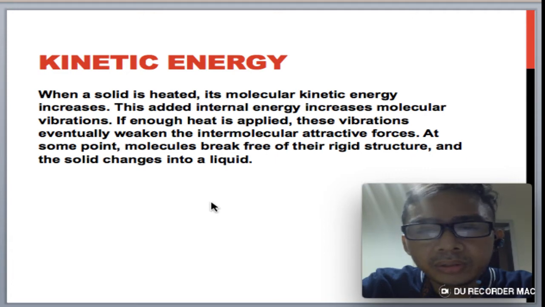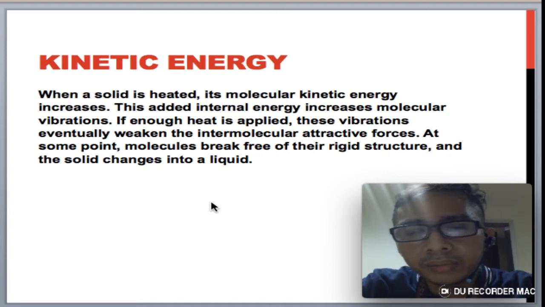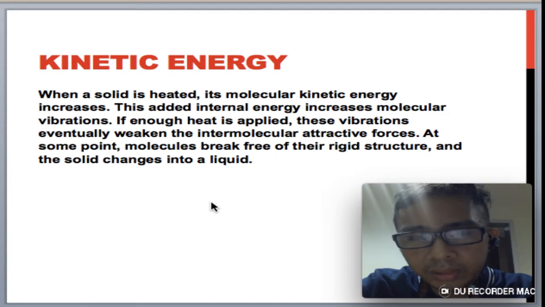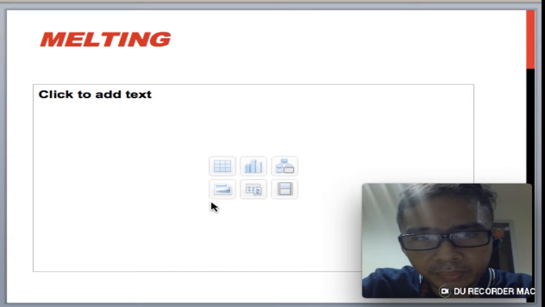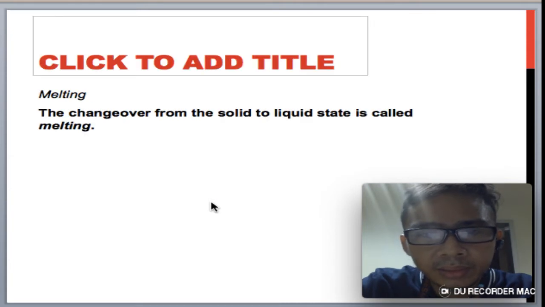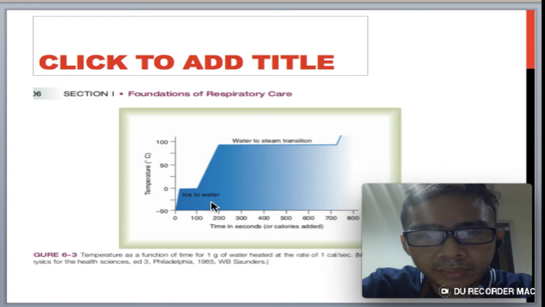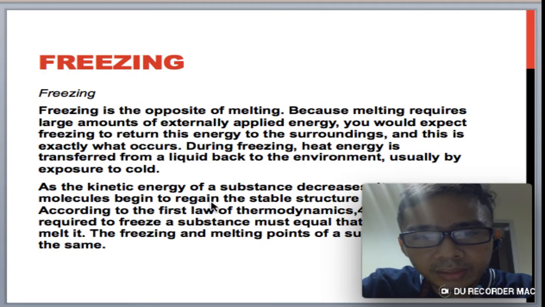So, because of the friction, no? Because of this kinetic energy, they change to another phase, into a liquid. So that is one definition for kinetic energy. So, melting. Melting is the change over from solid to liquid state. That is called melting. So that is very basic, no? This is the example in the figure where you can see the melting phase.